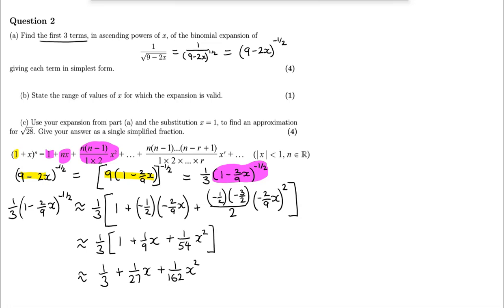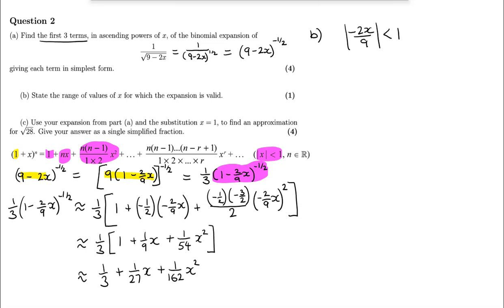Now, we'll get on to parts B and C. C is going to be a bit more involved. B is quite a common thing about where this is going to be valid. So if we look back to what's in the formula book here, we get told that the modulus of x has to be less than 1. But we don't have x, we have minus 2 over 9x.